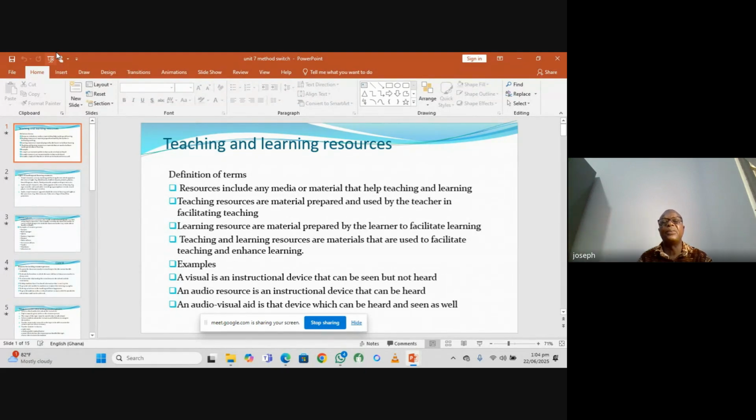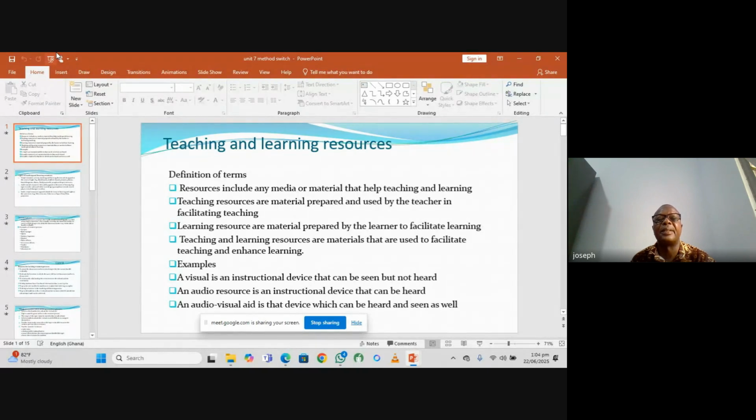The two of you can come together and prepare some. Some you prepare alone, some they prepare alone. So it depends on what material you are using at what point in time. So it is teaching and learning resources or material. It helps the teacher to communicate his ideas to the learners. It helps the learners to interpret their own understanding based on the resources they are using. So it helps them in their learning and helps the teacher in his or her teaching.